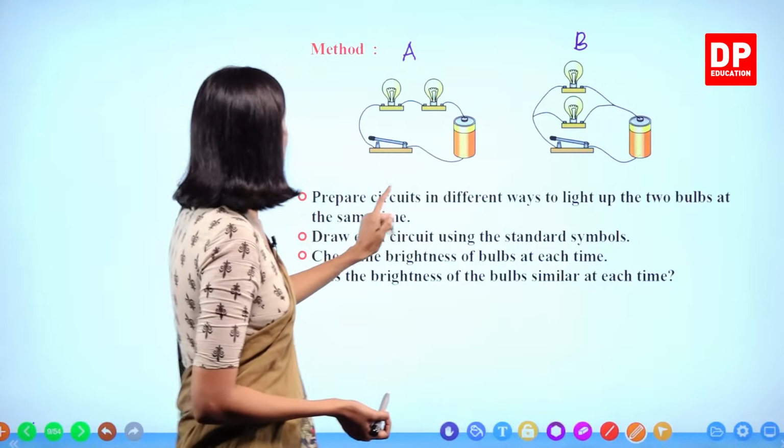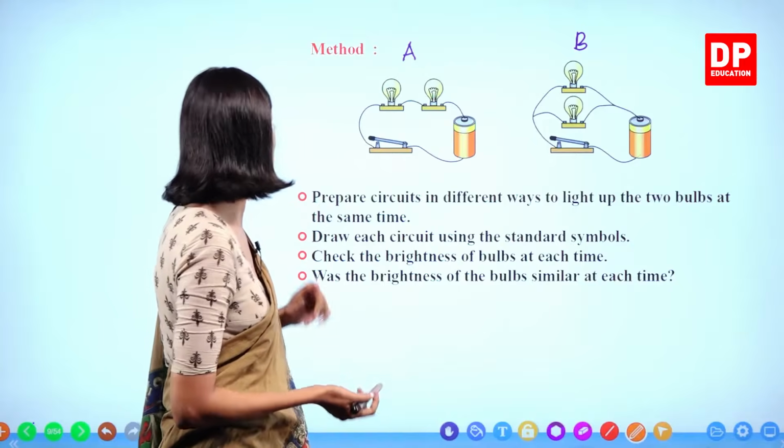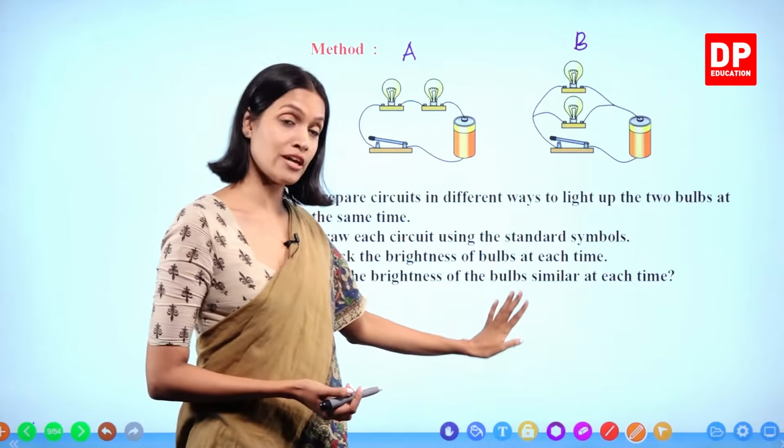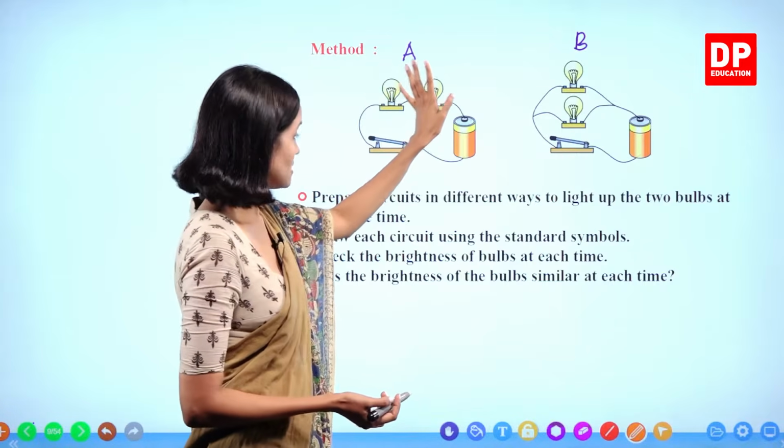Okay? So prepare circuits in different ways to light up the two bulbs at the same time. Draw each circuit using the standard symbols. Now we can do that, right? Check whether the brightness of the bulbs is the same each time.